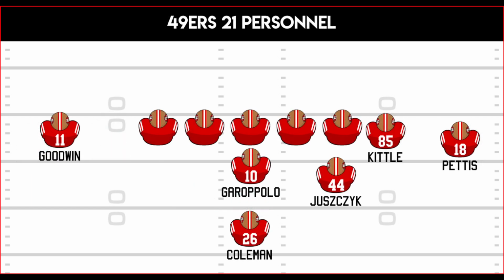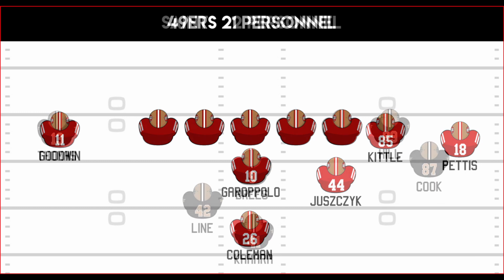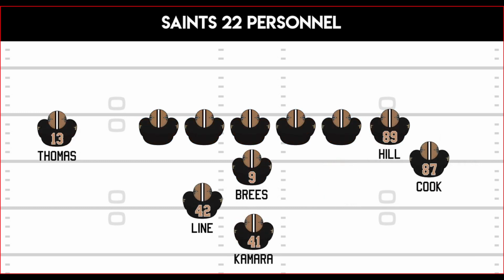21 personnel is when you have 2 running backs and 1 tight end. This is a common formation for run plays, play action, or quick pass plays. And finally, we have 22 personnel represented here by the Saints, 2 running backs, 2 tight ends. There are many other personnel groupings, but these are 4 of the most common.